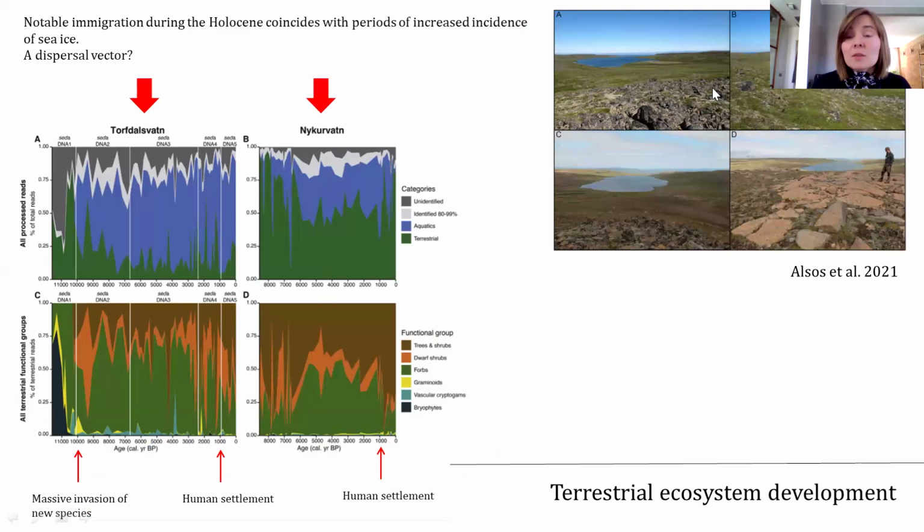Another example of terrestrial ecosystem development is from Iceland, also based on sequencing of a lake core. And the authors noted a clear change from the massive migration of new species after the glaciation, and also another huge modification at the time of human settlement, when human activities started to change and modify the environment and the flora and fauna in the surrounding areas.